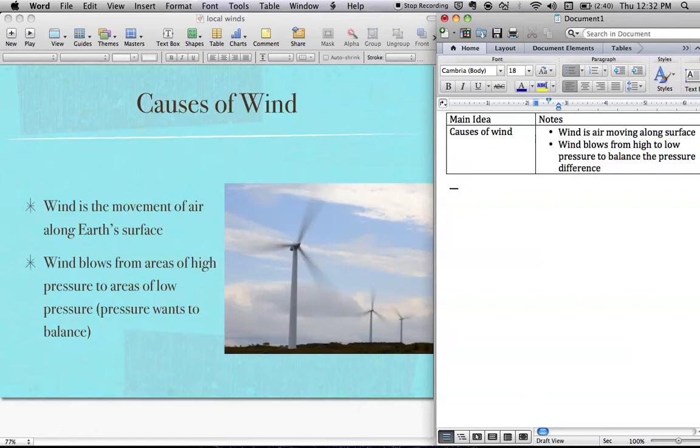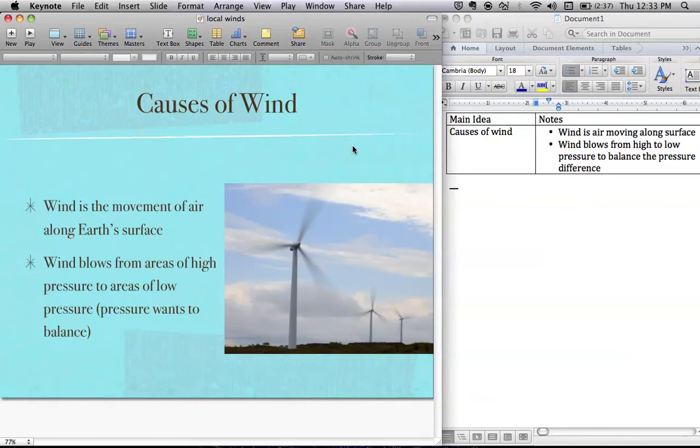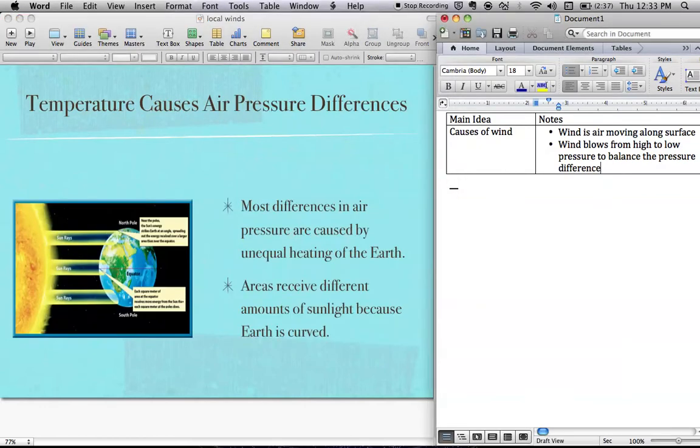All right, and so now that, of course, causes us to ask the question, why is there a pressure difference? Again, we're going side to side, not up and down. There's a pressure difference if we go up in altitude, but winds don't blow up and down, they blow side to side. So why would there be a side to side difference in pressure? It has to do with temperature. Same main idea, we're still talking about causes of wind.